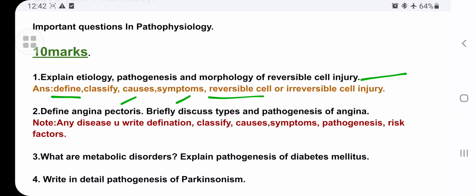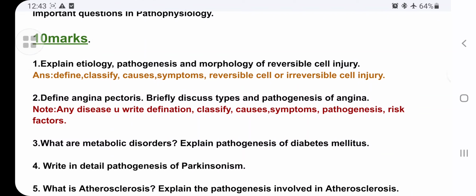That is very important. First, draw the chart. Reversible means the cell can come back to its normal position. Irreversible means necrosis will be attained. If necrosis is attained, it is irreversible. Only this thing you have to understand. Reversible and irreversible both are the same, but in irreversible the cell attains necrosis and is destroyed completely. The cell cannot come back to its original place. It cannot regrow its biosynthetic properties. That is irreversible.